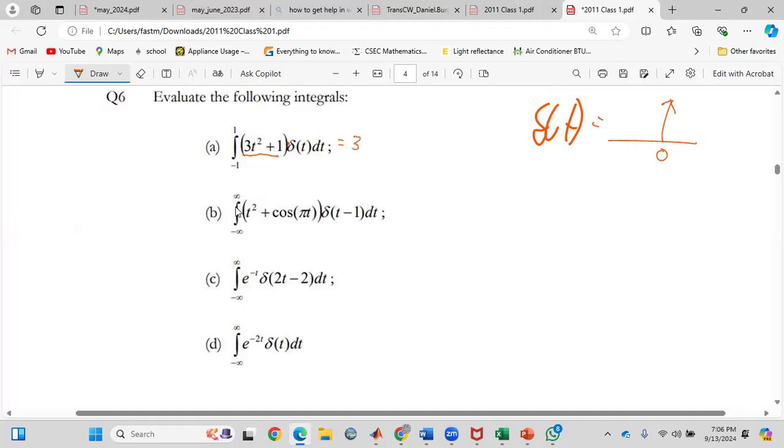So this will be 0 squared plus 1, so that will just be 1, right? Make sense? Remember, the impulse is just fetching the value of the function. That is what the impulse does, because that is what sampling is. All right, let's try this one now.